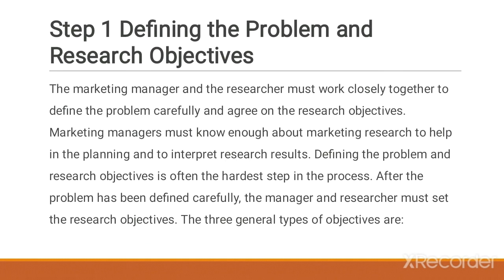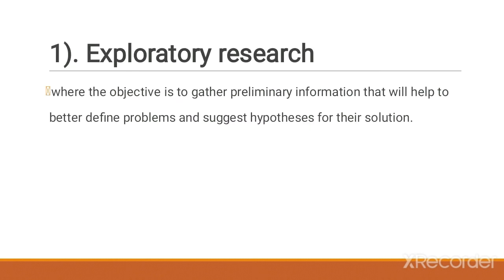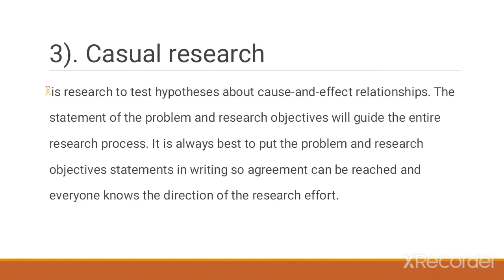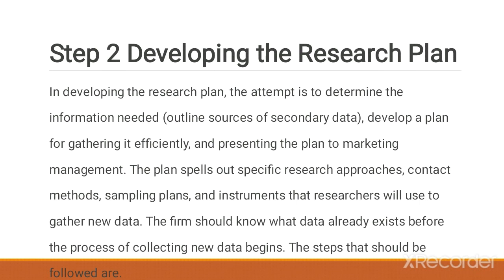First step: the marketing manager and researcher must work closely together, define the problem carefully and agree on the research objective. Marketing managers must know enough about market research to help in the planning and interpreting of results. The types are exploratory research, descriptive research, and causal research. Developing the research plan: the attempt is to determine the information needed, outline sources of secondary data, develop a plan to gather it efficiently and present the plan to marketing management.